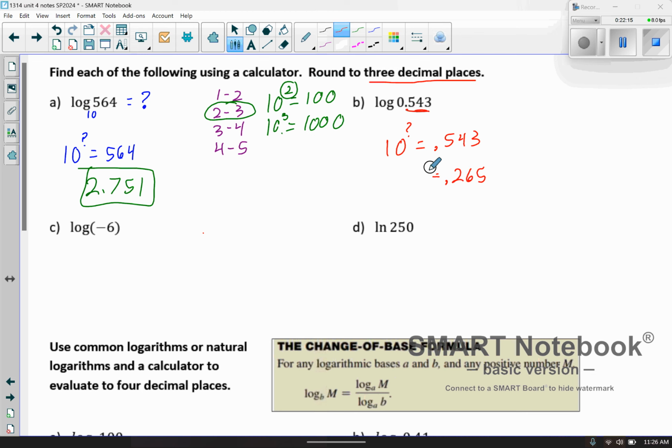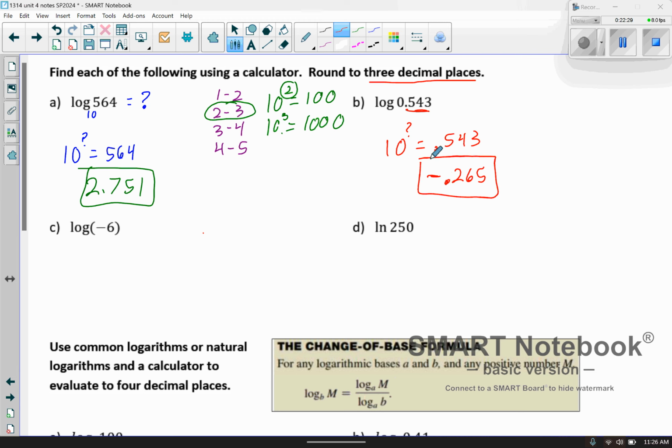All right, so that was kind of interesting. And so that happened in the negative and decimal because I shrunk down pretty small. I got less than 1. So that negative and decimal kind of played that role. Okay, so let's look at C.